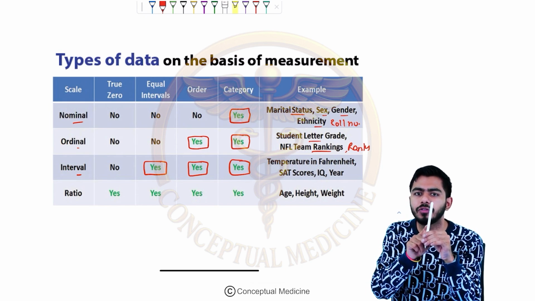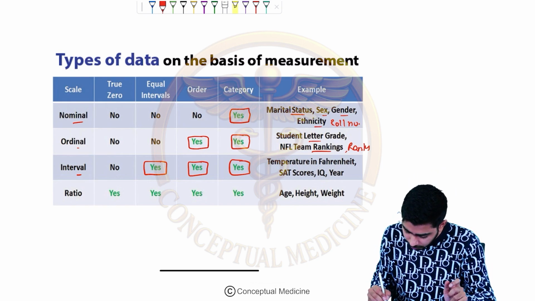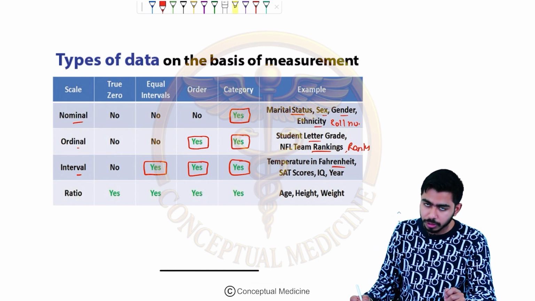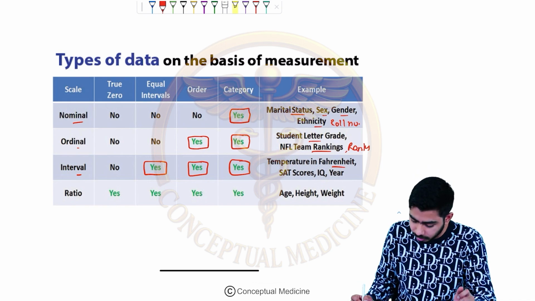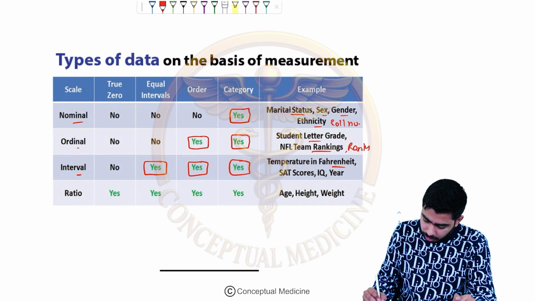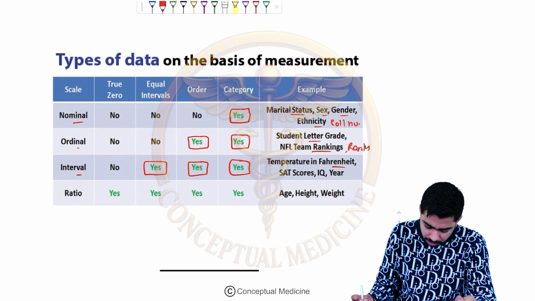So an interval example would be temperature, for example. The classical example you can remember over here is the temperature of the patient, right? I mean temperature of anything. Okay, so that is the thing over here. Along with that, year can be there, set scores can be there.